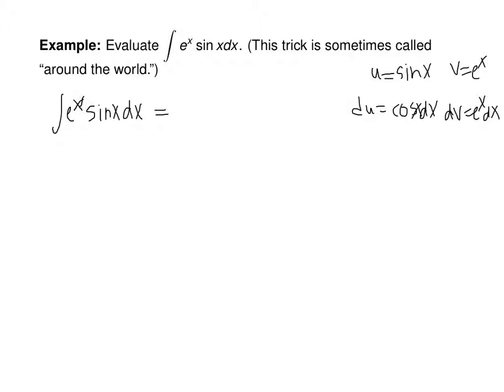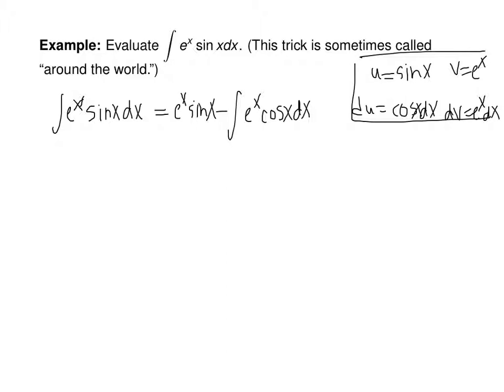So the antiderivative of e to the x sine x is equal to uv, so e to the x sine x, minus v du, so minus the integral of e to the x cosine x dx. Okay, and now we apply it again. And if you picked u to be the trig function in your first step, you must pick u to be the trig function in the next step also. So let's set u equal cosine x, du is equal to negative sine x dx. Once again, dv is equal to e to the x dx, and v is equal to e to the x.